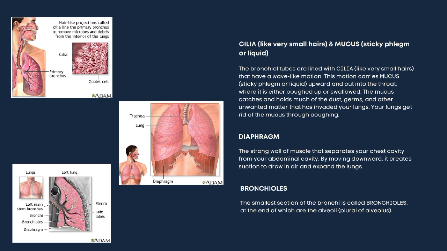Next, we have the smallest section of the bronchi, which is called bronchioles, at the end of which are the alveoli. So basically, these are small bronchial tubes or the passageway of air which eventually deliver air to the alveoli.